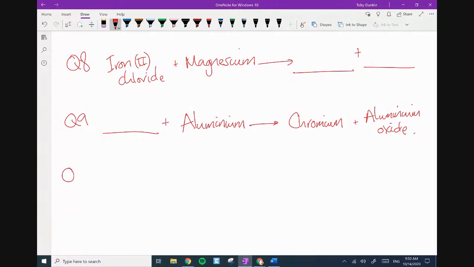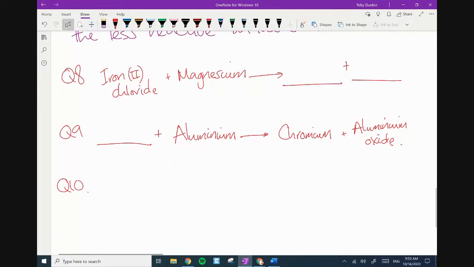Right, number 10. That's how we're getting on the chat. I like it. Great job. So I've had Zina, Navina, Gayatri, Julius, and Ian. Well done. So the magnesium takes the chlorine and iron's left behind. Great job. Well done, guys. So we're going to make iron metal and magnesium chloride. So we know, using our reactivity table, that that's what's going to happen.